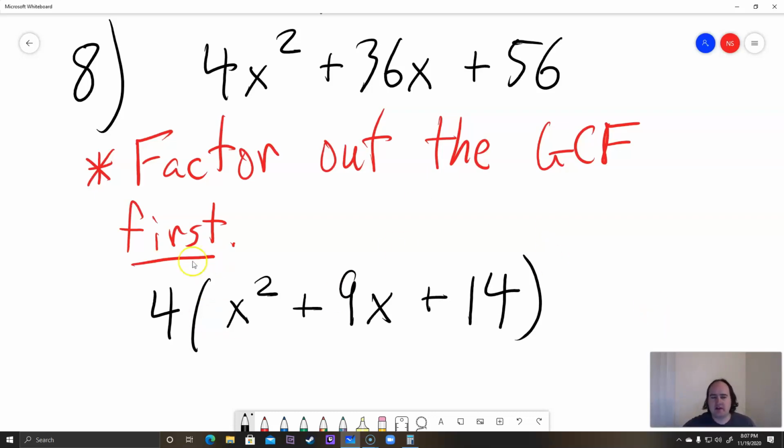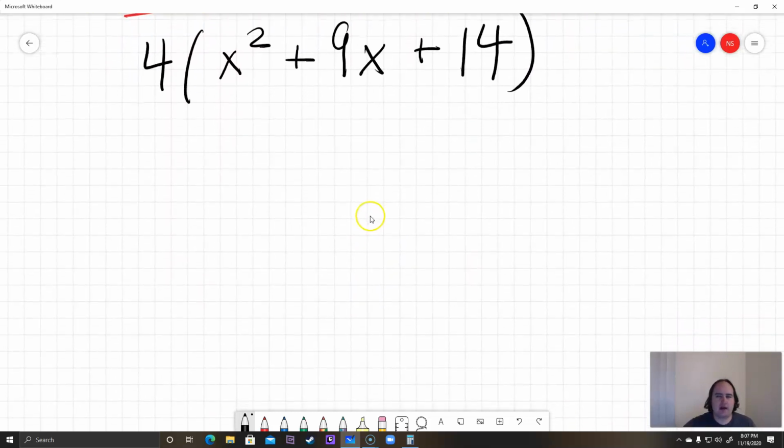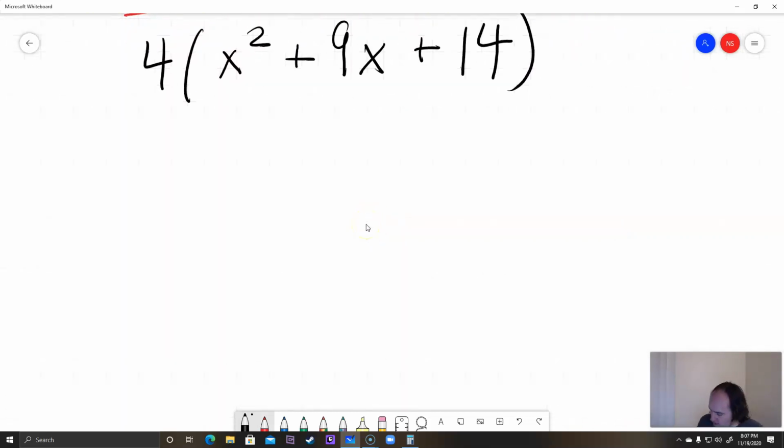So since we factored out the GCF first, now what we can do is we can factor this polynomial on the inside, but we can leave the 4 out front. Okay, so now that we factored out the GCF, now we use the x method.